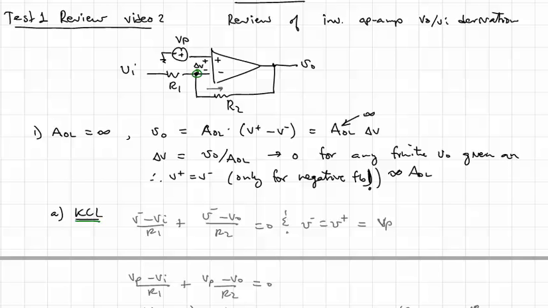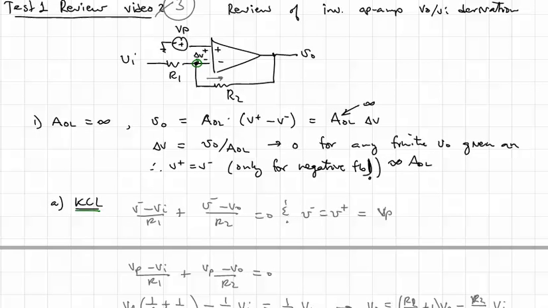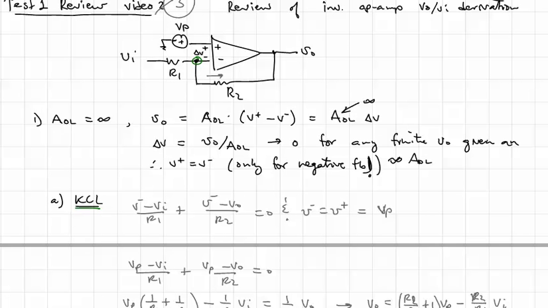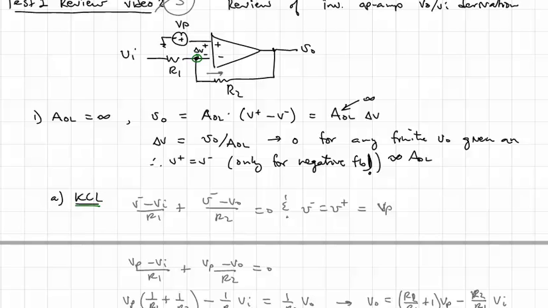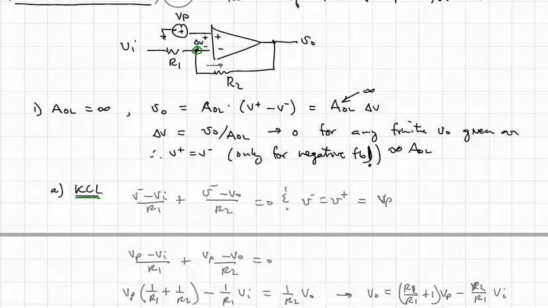Okay, this is actually video 3 now, and we were analyzing in the previous video the inverting op-amp where we had an infinite open loop gain. Now we're going to return and analyze this with a finite open loop gain. So I suggest before you look at this, you actually derive it on your own, and then you watch the video afterwards. Okay, so AOL finite.